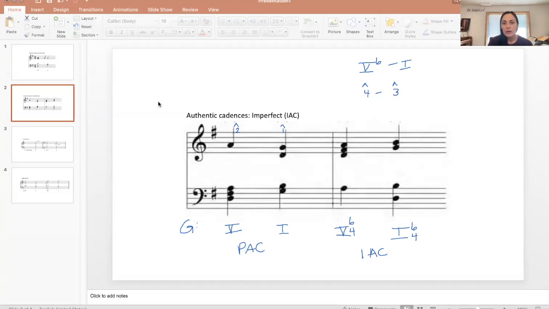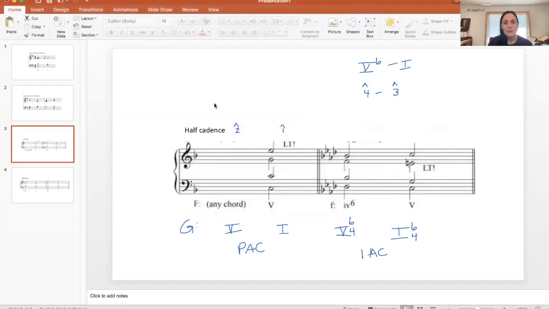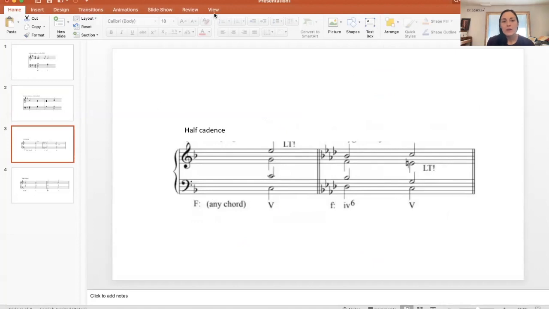All right, so now adding some of these new ones. Half cadence. Now we've talked about half cadence, but I don't know that we've really defined half cadence. Half cadence has a lot of different permutations also. Most commonly, we have some kind of predominant chord, right? So let's say a 4, maybe a 2, 6, some kind of predominant, right?